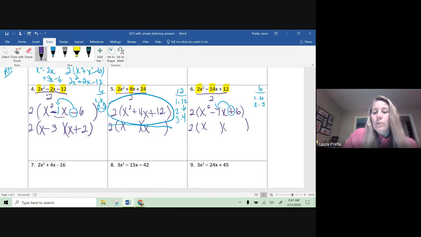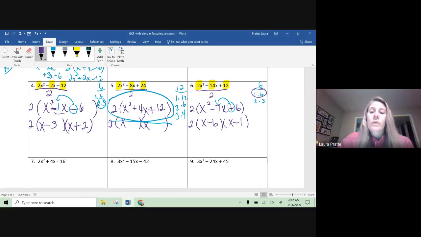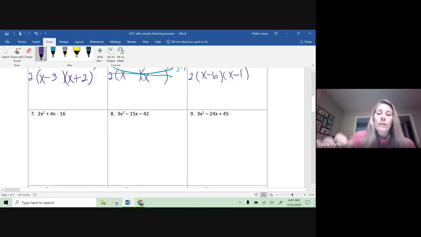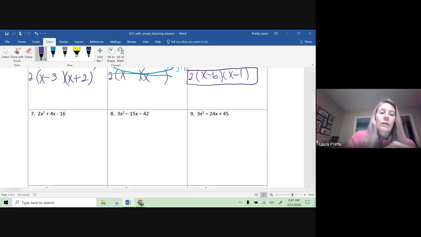So we know that that would be 6 and 1. And because the 7 is a negative, the bigger number is definitely a negative, right? But this positive here tells me the signs are the same. So they're both negative, -6 and -1. Now make sure you realize that your final answer is including that 2 also. So it's not just the 2 parentheses, it's also including that 2.